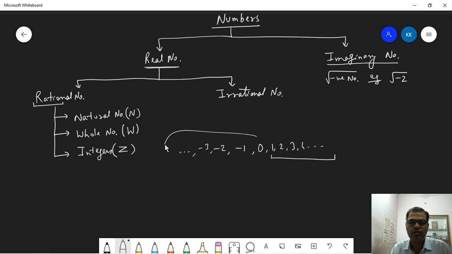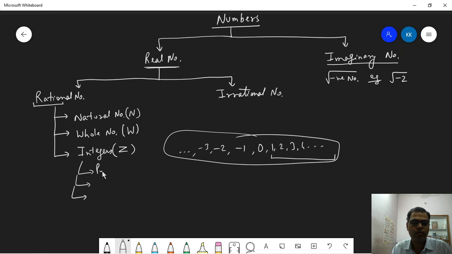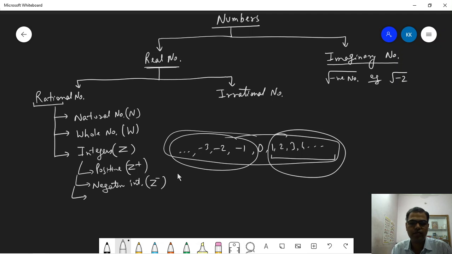So this set of numbers is called integers, and integers can be further classified as positive integers, that is Z plus, which are these numbers, and also as negative integers, which can be represented as Z minus, which are these numbers, and as 0. Easy.